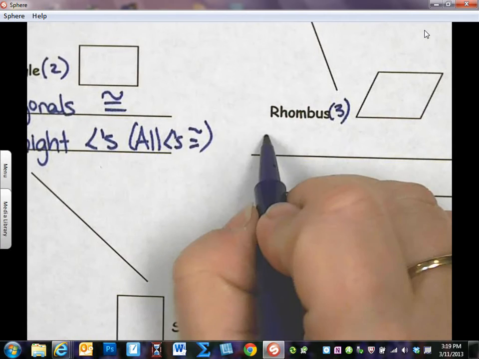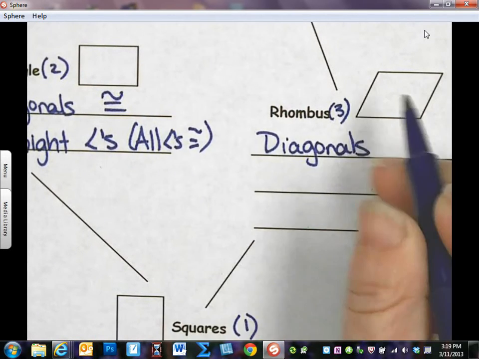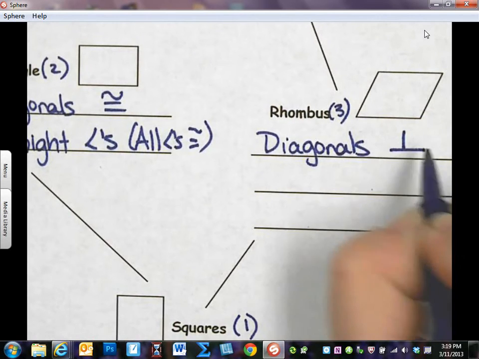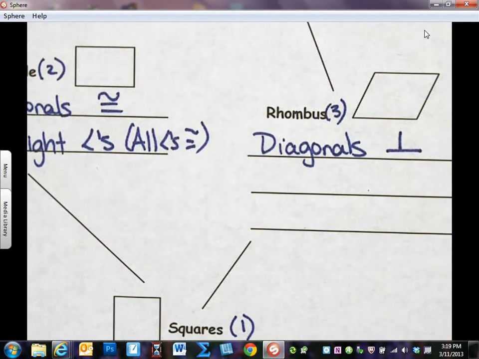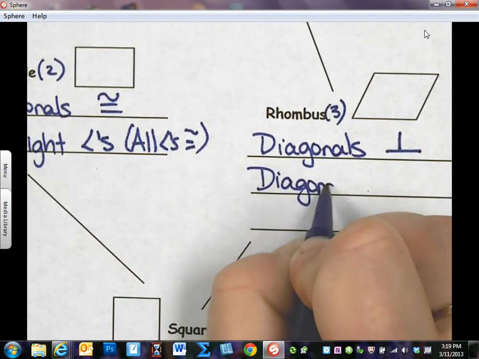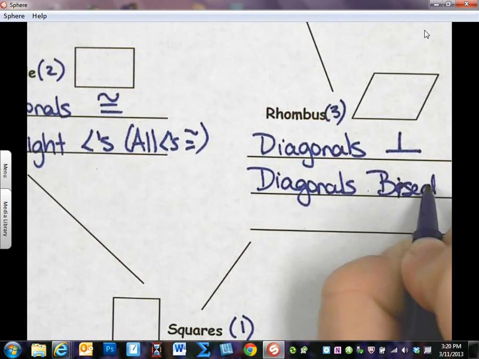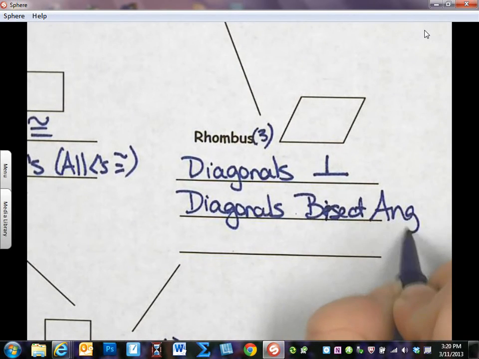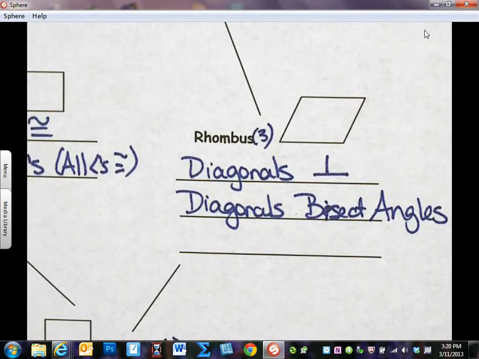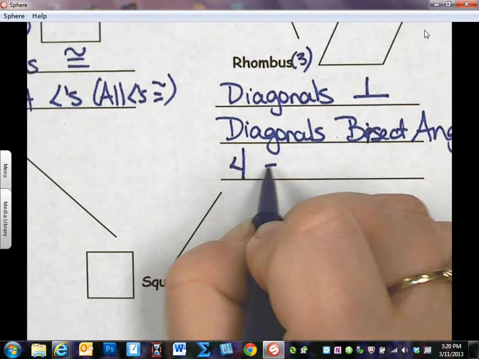Rhombuses, we know 2 things about the diagonals. We know the diagonals are perpendicular to each other. We also know that the diagonals bisect angles. And then the last thing we know is that we have 4 congruent sides.